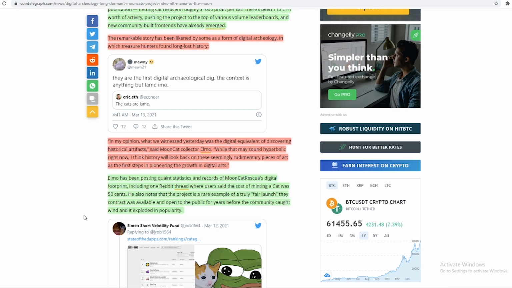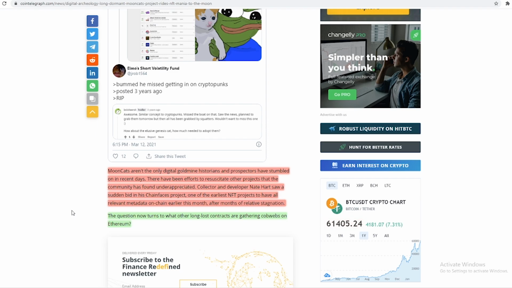Elmo has been posting quaint statistics and records to the MoonCat Rescue's digital footprint, including one Reddit thread where users said the cost of minting a cat was 50 cents. He also notes that the project is a rare example of a truly fair launch. The contract was available and open to the public for years before the community caught wind and it exploded in popularity. MoonCats aren't the only digital goldmine historians and prospectors have stumbled onto in recent days.